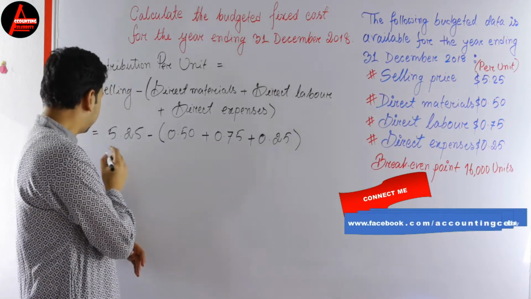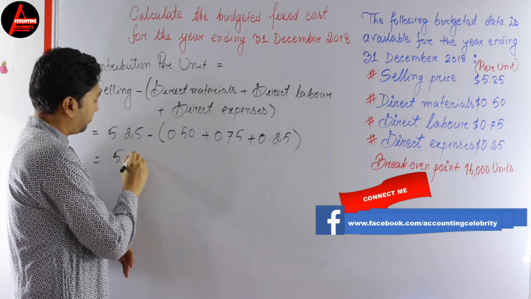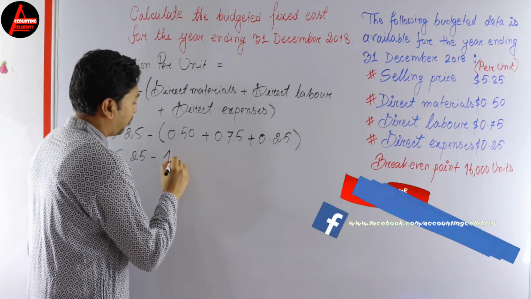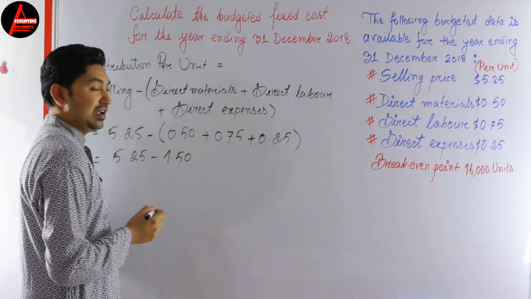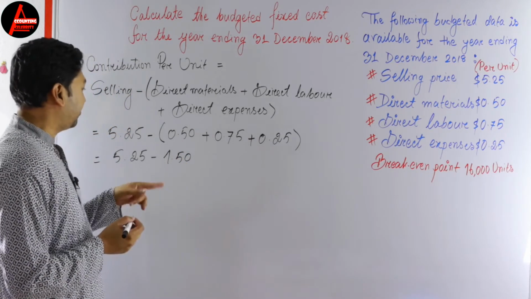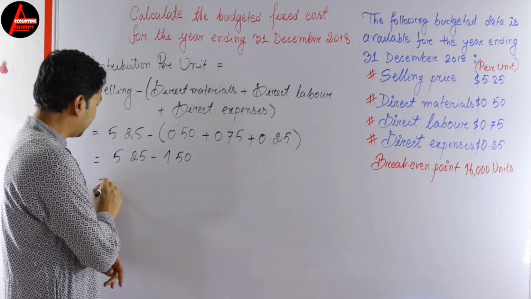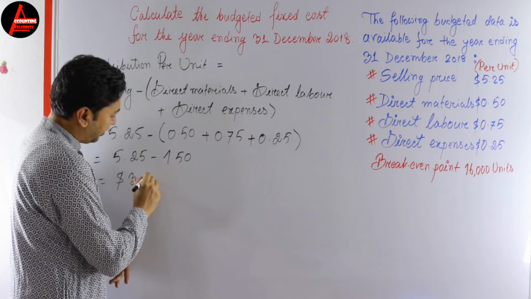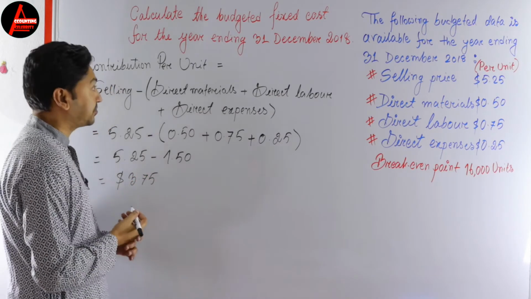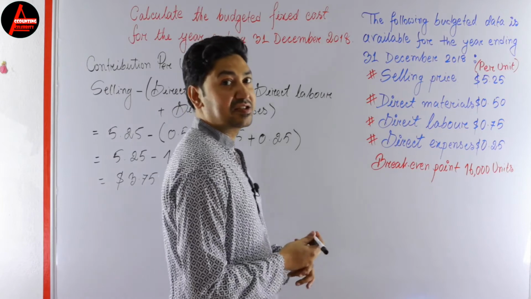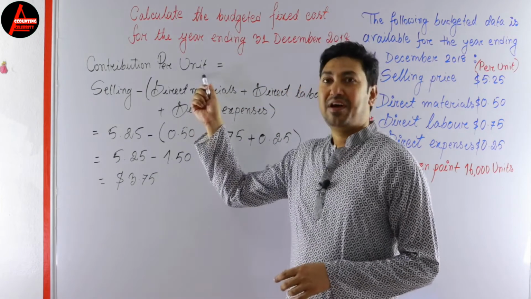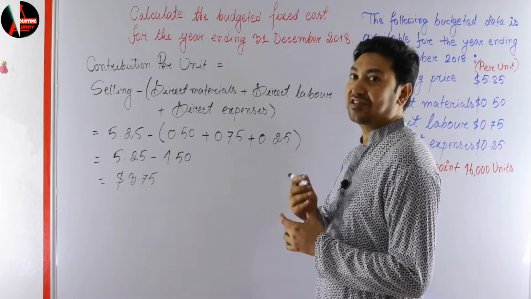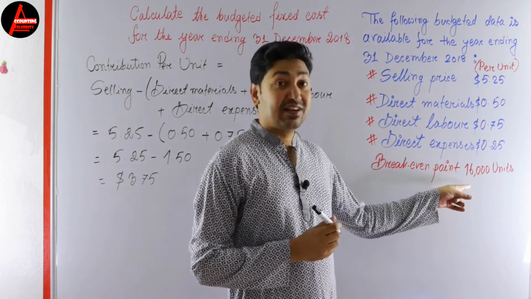Now if you add this, what do you get? 5.25 minus, if we add this, it is $1.5. Okay, now if we subtract these two values here, what we get? We get 3.75 per unit. Okay, so this is the contribution per unit. Okay, now we will calculate the budgeted fixed cost for this 16,000 units.